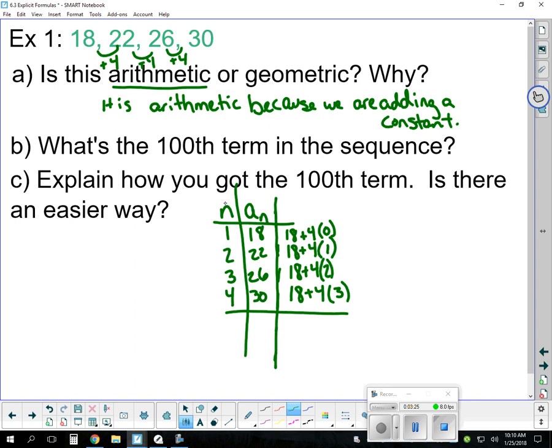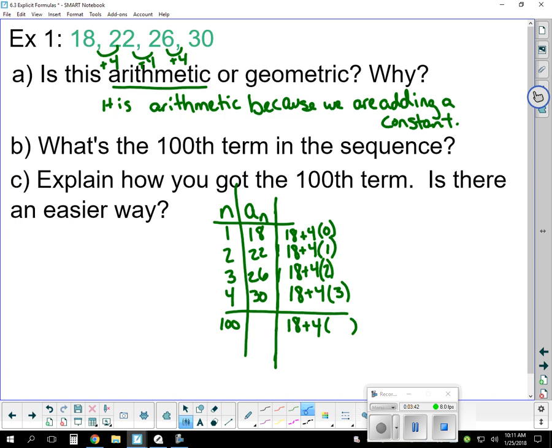So think about it. We want to find the 100th term. So our n would be 100. We don't know what that is. We're trying to find it. But let's follow the pattern. We're always starting with 18, and we're always adding 4. It's just a matter of how many times are we going to add 4.